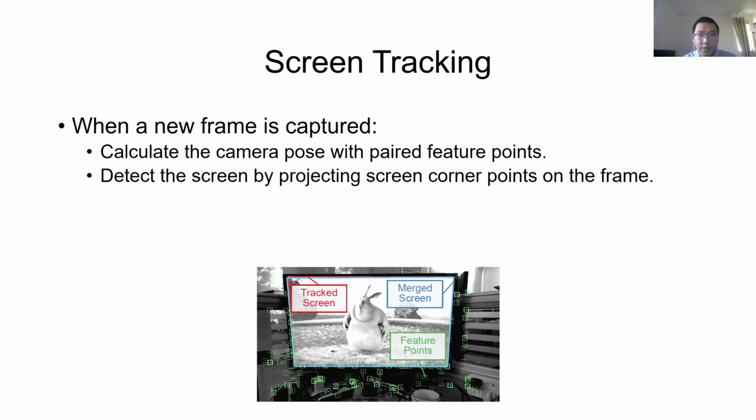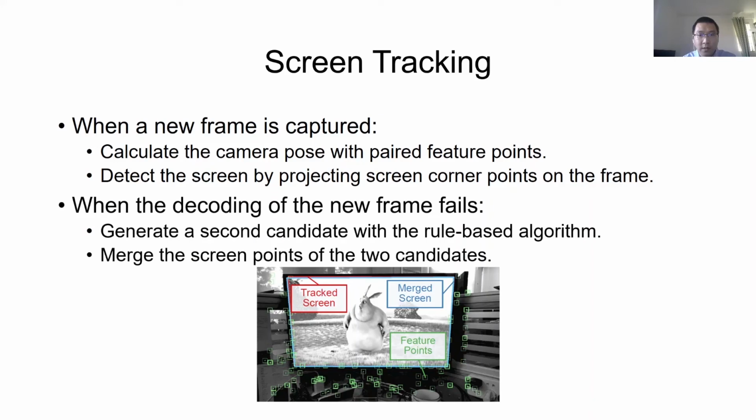Next, AIRCODE continuously tracks the camera pose of the newly arrived frames and projects the screen on the frames and decodes the data. When the decoding of the new frame fails, AIRCODE generates a second candidate with a rule-based algorithm and merges it with the tracked screen. The figure below shows an example of the tracked screen and the merged one.